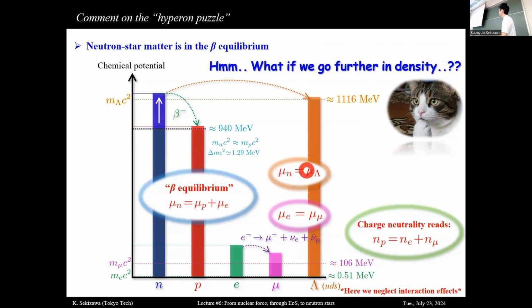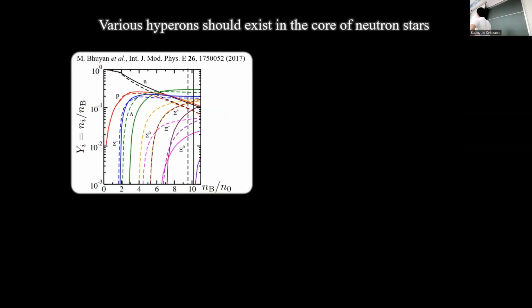And we will have this condition. Since this lambda particle is charge neutral, we will have this condition between neutron and lambda particle. And this is a problem. So naively thinking, if we go higher and higher density inside the neutron star, this kind of new particle must emerge. And the EOS, equation of state, will be changed. So this is the problem.